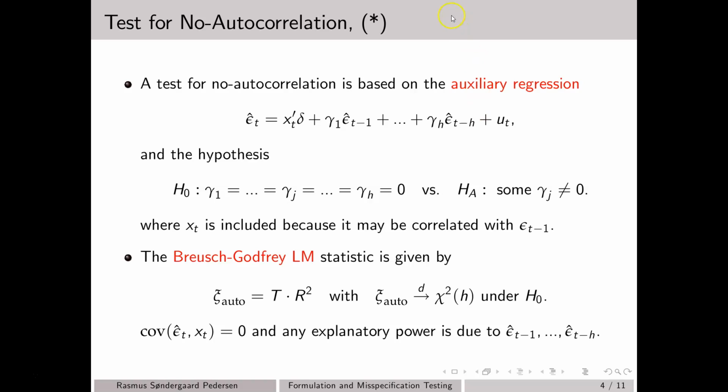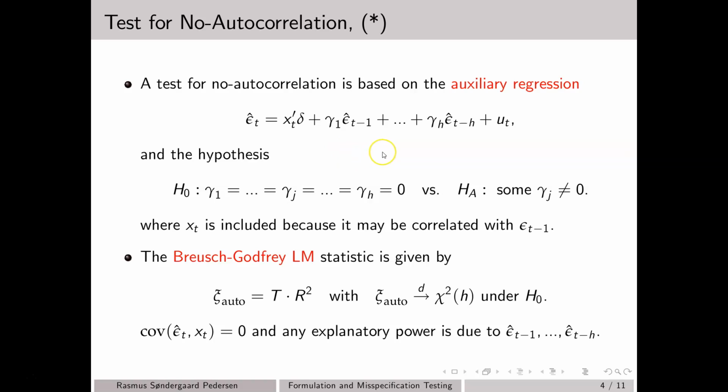So for the first class of models, the linear regression models, we can test if the error term is autocorrelated. What we can do is estimate the model and compute the estimated residuals. Then we can consider a so-called auxiliary regression, where we regress the residual on the regressor variables from the linear regression model, and then some lagged values of the estimated residuals.